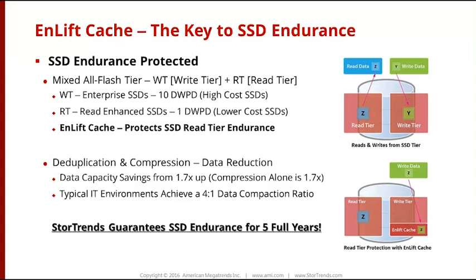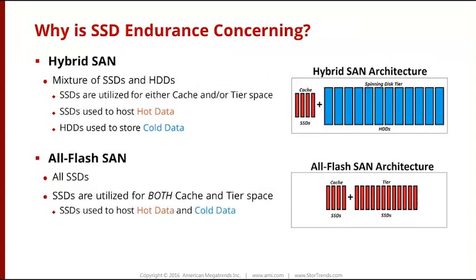If you're looking at some type of an all-flash array, make sure it has deduplication and compression, and make sure that it's using those technologies on the front end so that it reduces the data that's written to the SSD, as that is an instant saver for the SSD endurance as well. So 3 technologies here: a mixed read and write tier, Enlift cache, which is the key to our SSD endurance, and then deduplication and compression, which we call data reduction. Those are 3 things that you need to make sure in an SSD array that are going to guarantee the endurance of that drive. Okay, so just a few more minutes here and then we'll be done.